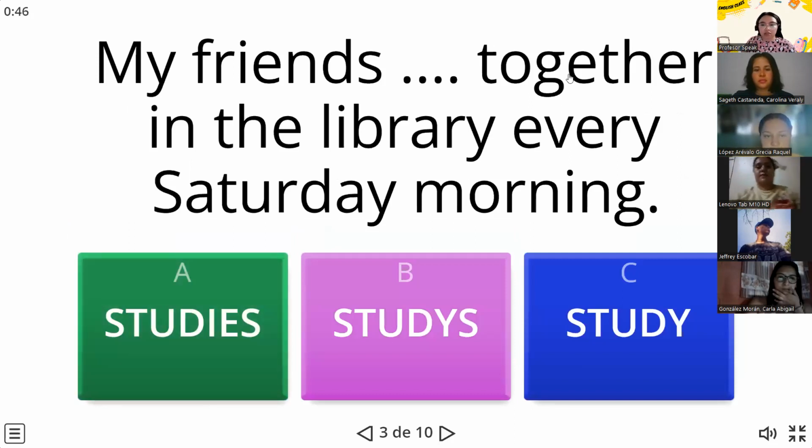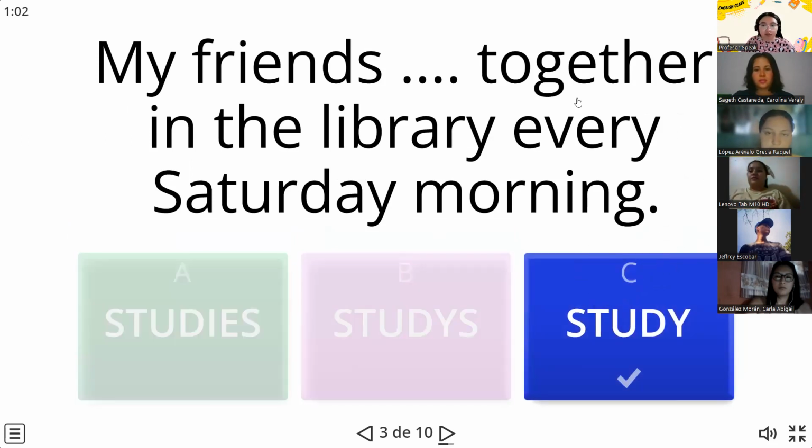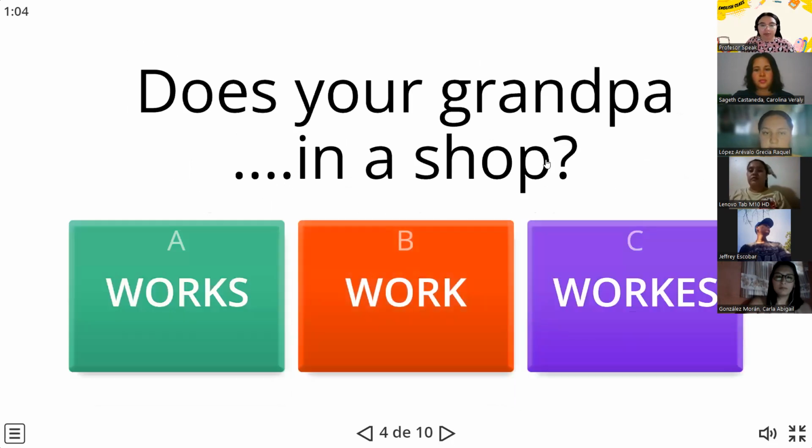Okay, my friends together in the library every Saturday morning. What is the correct option here? Letter C, study. Exactly, very good. My friends study together in the library. Does your grandpa in a shop? Letter A. Are you sure about letter A?